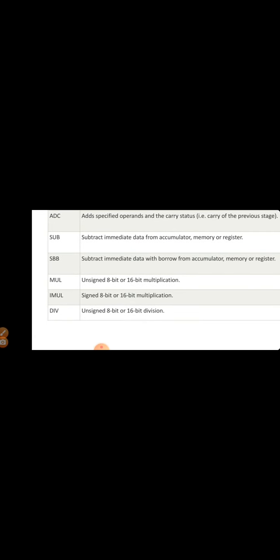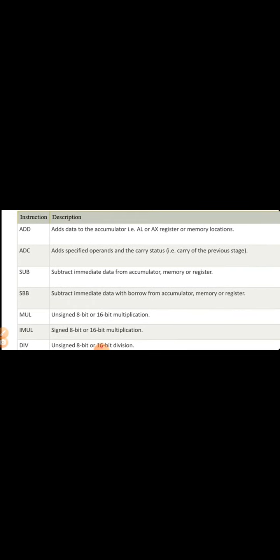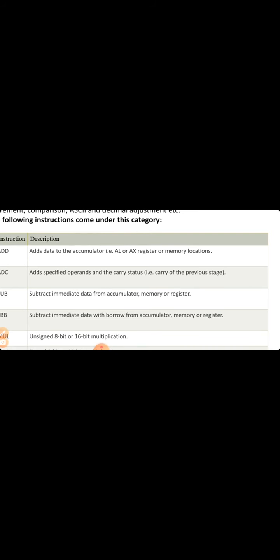So here, what are the arithmetic instructions? These indicate arithmetic operations, that is addition, subtraction, multiplication, division, increment, decrement, etc. Now we have to study which types of instructions come into this category. The first instruction is ADD. This instruction performs addition of data. It adds the data to the accumulator.